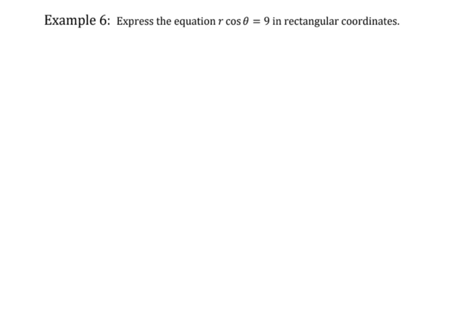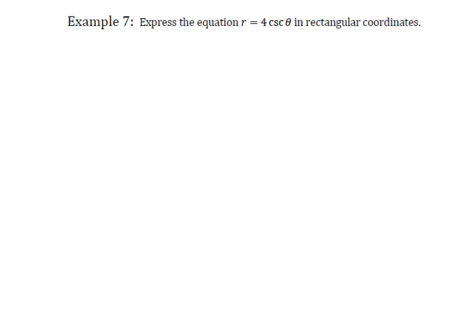So let's think, what do we know about r times the cosine of theta? Well, that's one of our formulas. R cosine theta is x. So I can substitute in x and we get x equals 9. And that should make sense to us because that is the equation for a vertical line. It's always x equals a number. And that's actually as challenging as this example is. That's it. That's your final answer.